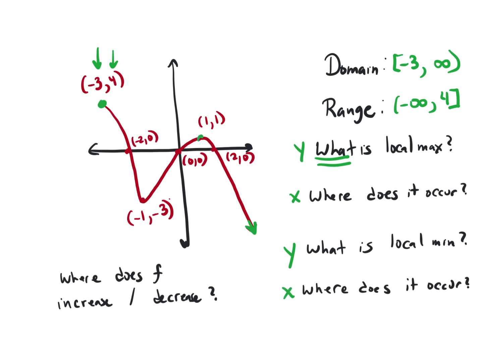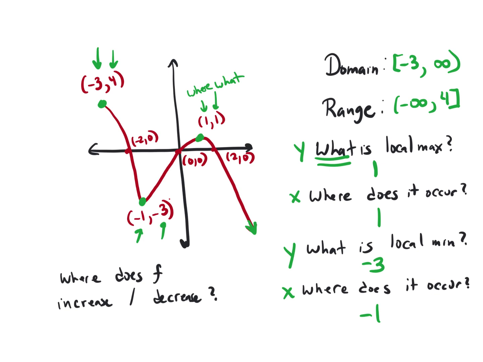So local max is here, so the y value is 1. And where does that occur? So this is the what, and this is going to be the where. So it happens at 1 as well. What is the local min? The local min is -3. Again, that's the what here. And then where does it occur? It's the -1. That's the where does it happen.